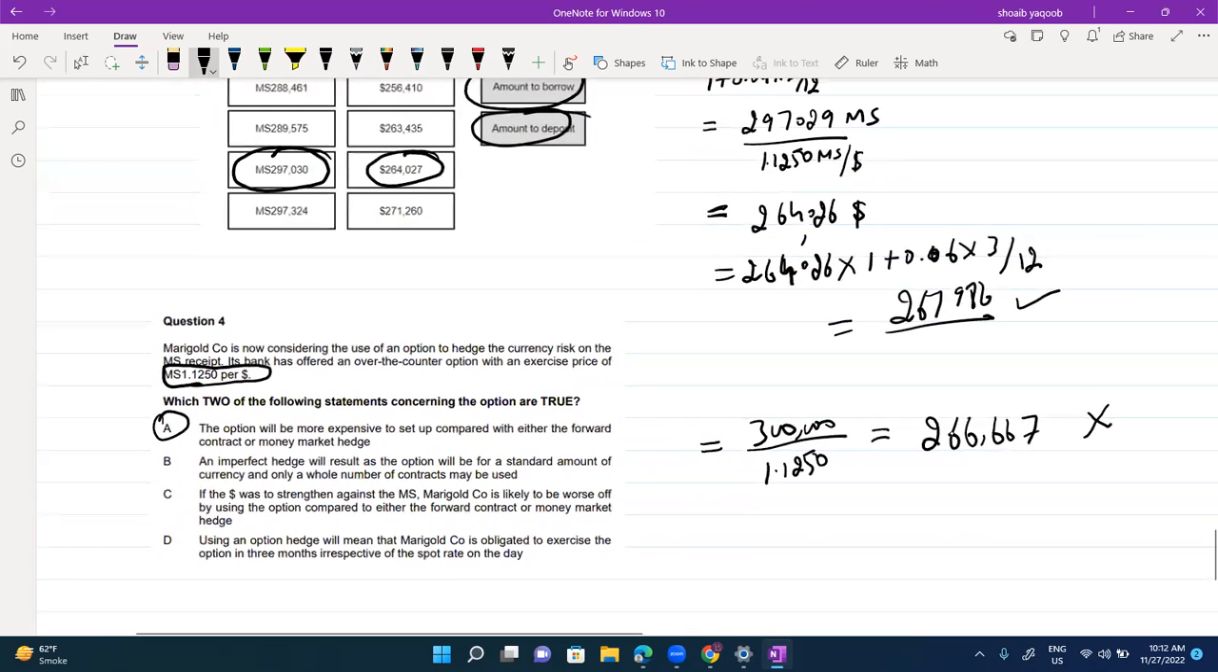This is true. Second question is, an imperfect hedge will result as the option will be for a standard amount. No, the over the counter option, this is not for the standard amount. Over the counter option में आपकी मर्जी की अमाउंट होती है. कौन से मार्केट के अंदर स्टैंडर्ड अमाउंट्स होती है? कौन से कॉन्ट्रैक्ट में स्टैंडर्ड अमाउंट होती है? Do you have the idea?